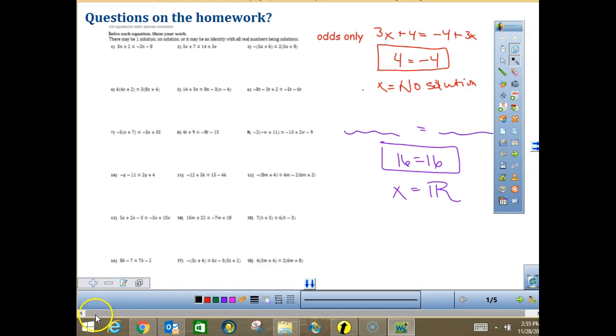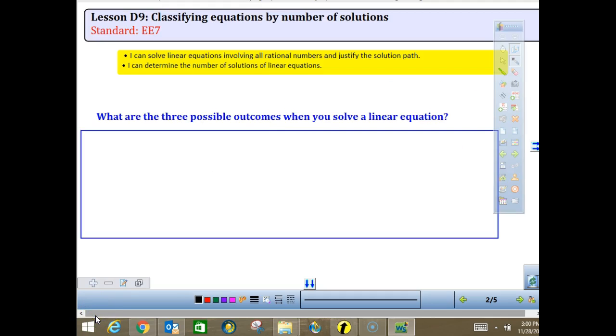Okay? All right. Before, in your homework, what was one of our solutions? Or when you solved one of the problems, what did you get for one of the answers on D8? X equals what? Look at your D8. What would you have for one of the answers? X equals 3. So you could have x equals a number, right? Could be like x equals 3. Aiden, what else could I have had? No solution. I could have had x equals no solution.